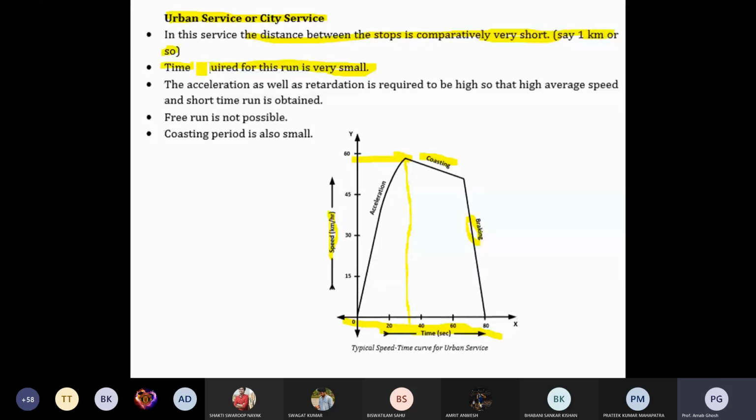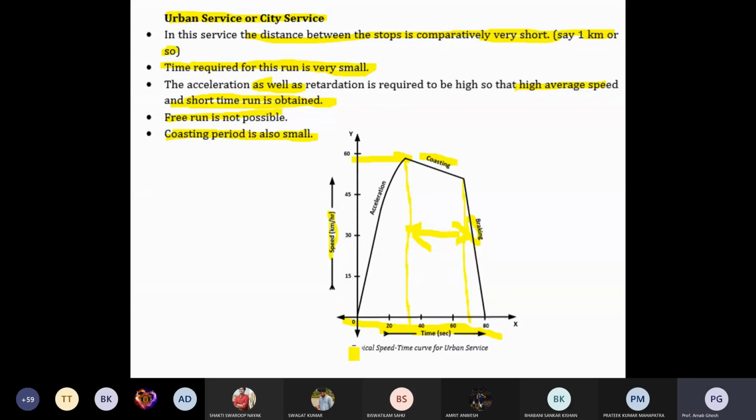That's the basic. The free run is not possible due to the time constraint, and finally the coasting period is also very small. So the braking period is more. If you compare with the suburban, there the coasting period is more, and here the coasting period is less. You can compare with the previous diagram. So it is your typical speed-time characteristic for the urban service.